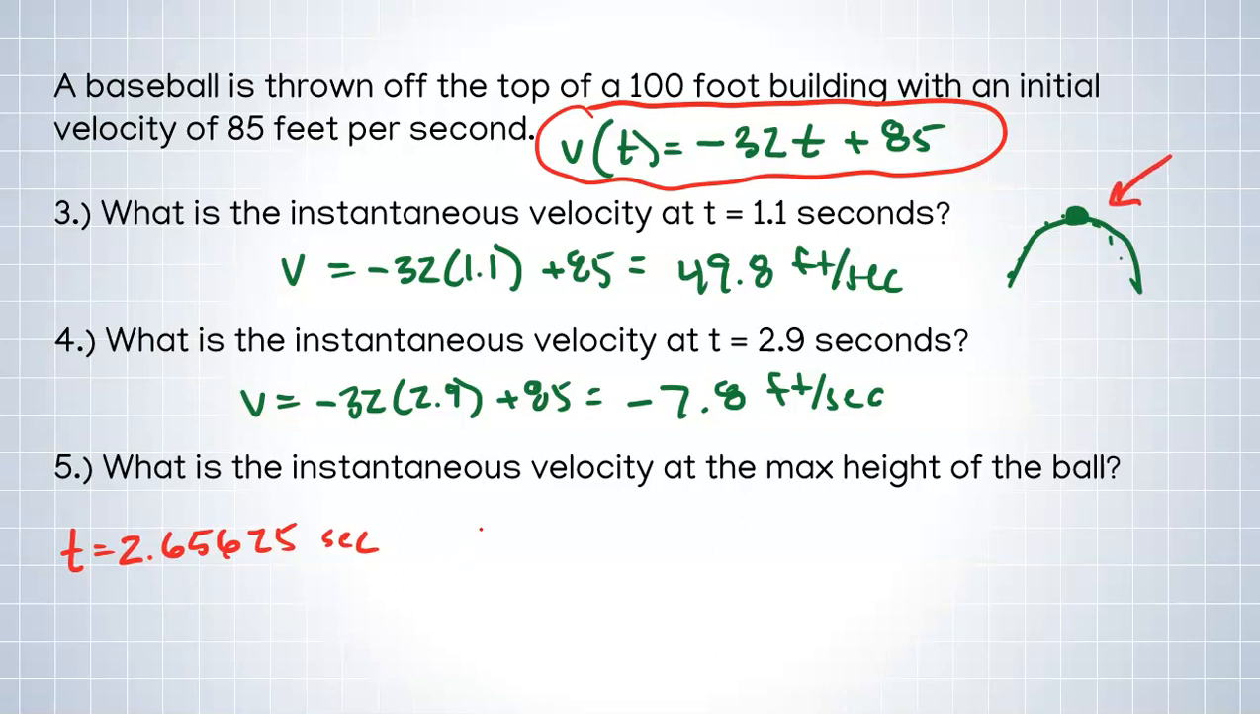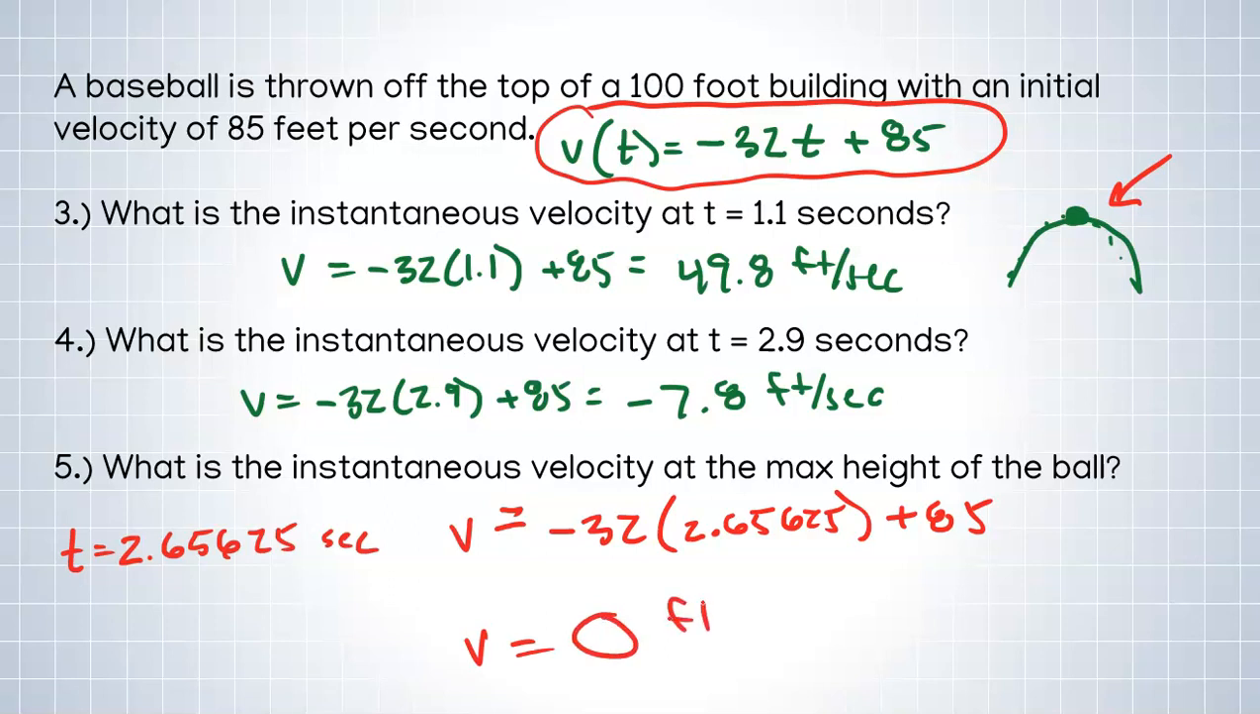So now, to find the velocity at that time, when it's at the max height, all I have to do is plug in that time to my velocity function, which is, again, the derivative of the height function. So negative 32 times 2.65625 plus 85. Grab a calculator and you get a velocity of 0 feet per second. Now, we might say, what? 0? This actually should make complete sense.